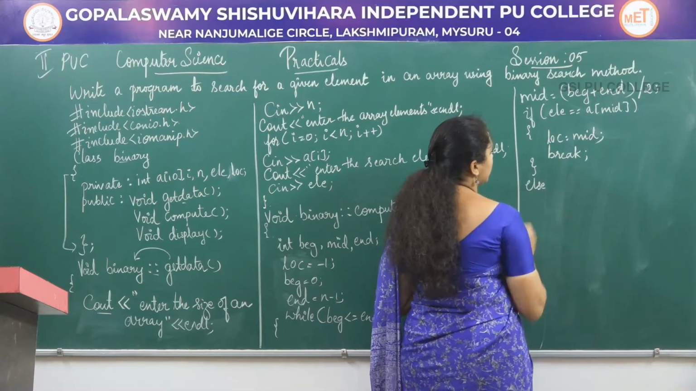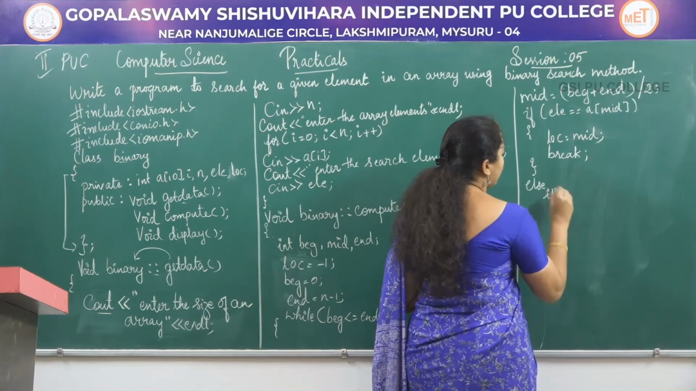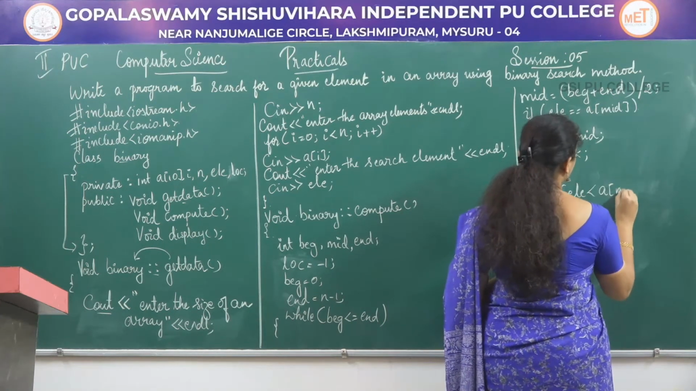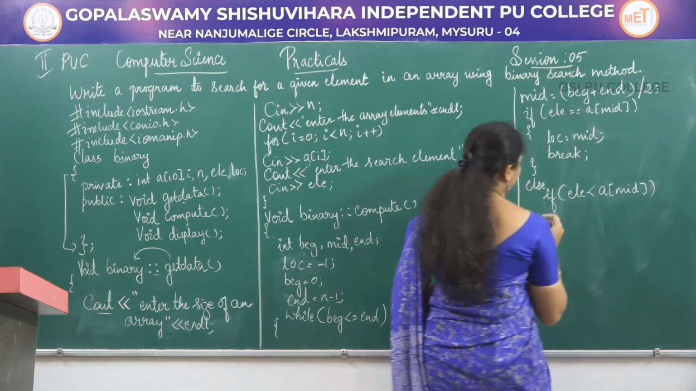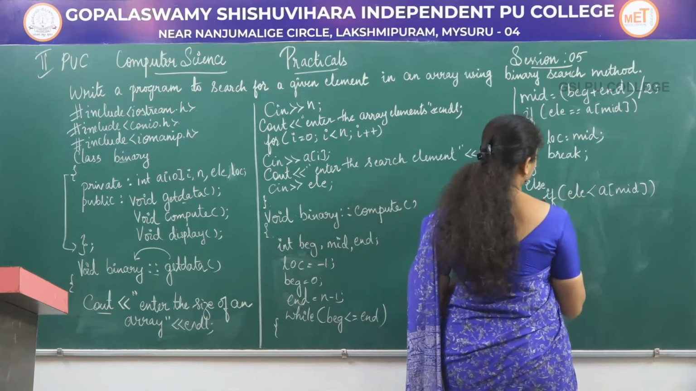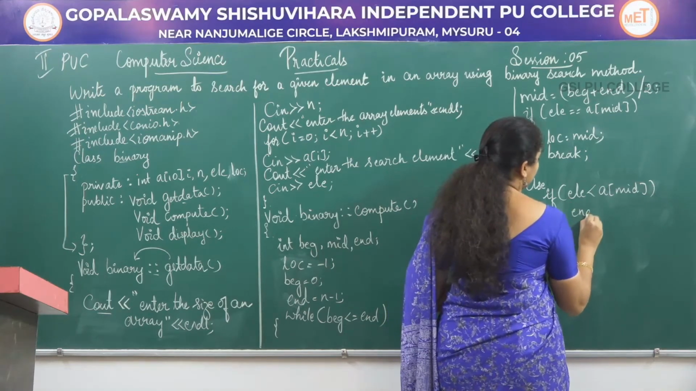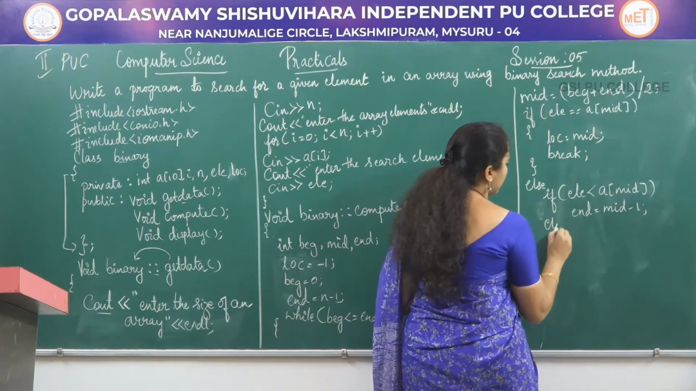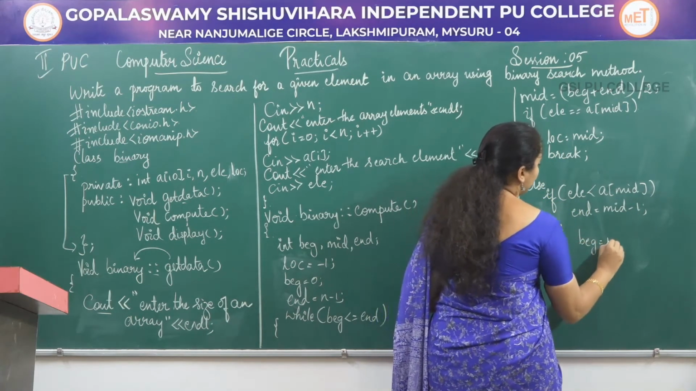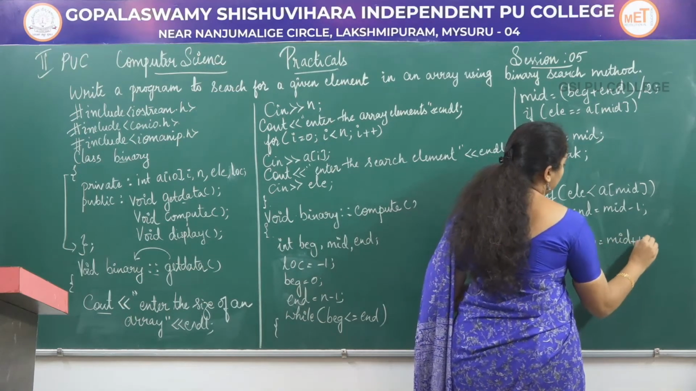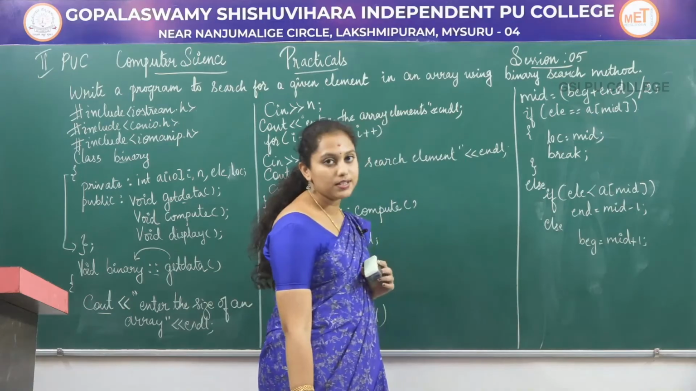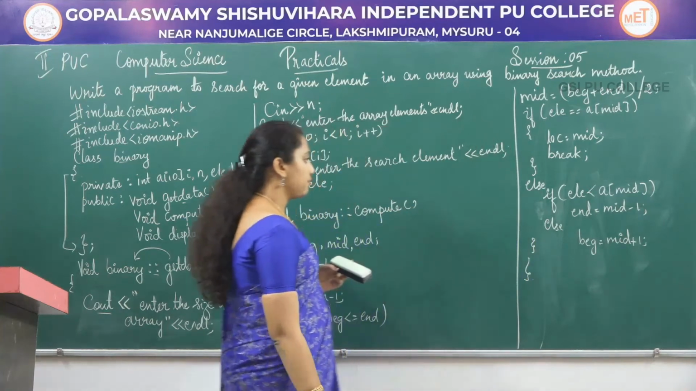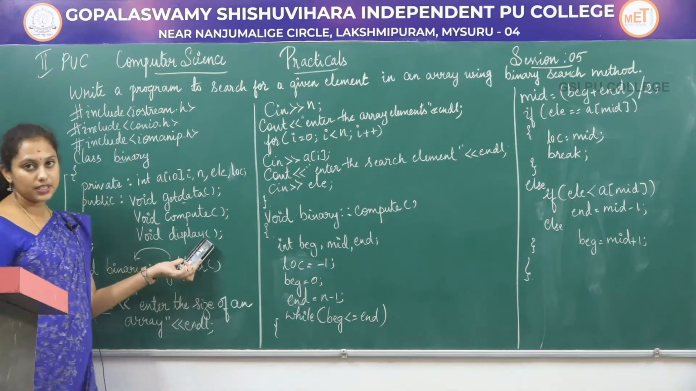Else, if the condition is false, we are checking for another condition. That is, if element less than a of mid, end is equal to mid minus 1, else beginning is equal to mid plus 1. So close this function.